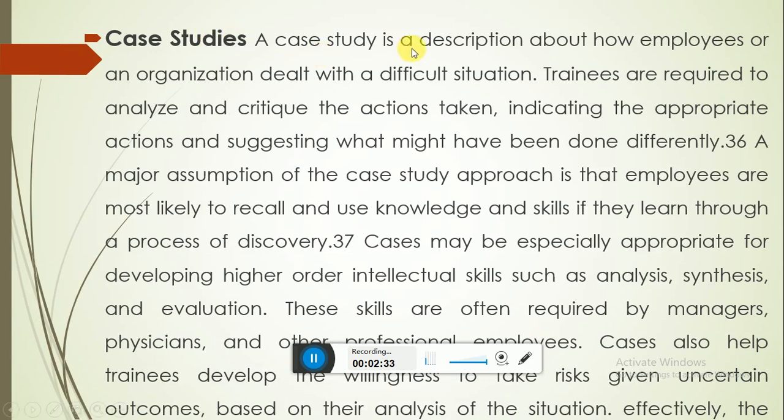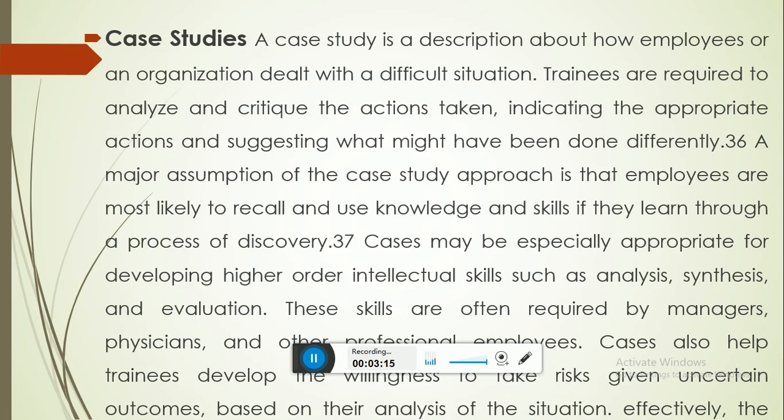Case study is a description about how employees or an organization deal with a difficult situation. Trainees are required to analyze and critique the action taken, indicating the appropriate action and suggesting what might have been done differently. So you read the case, you see what they are asking you, you find the solution for it. You suggest this is how we need to do it, these are the problems, these are the solutions, these are the methods, these are the options available.